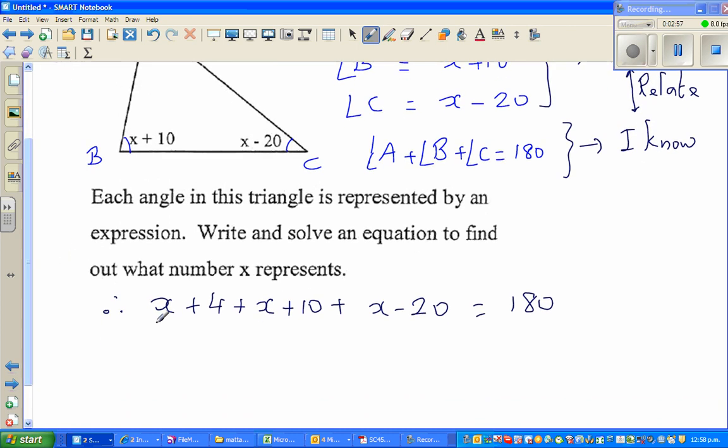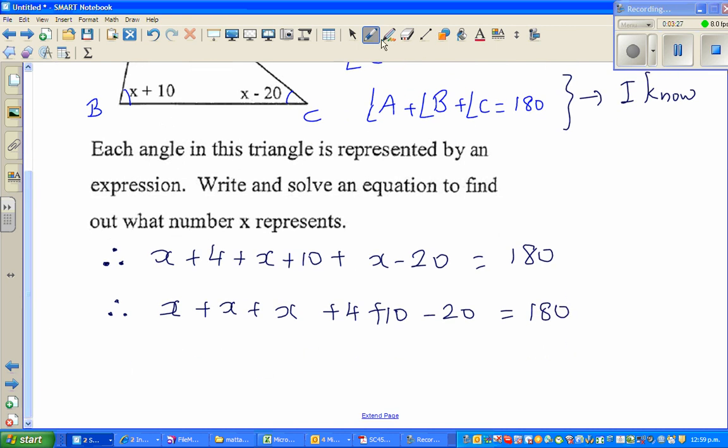So let us simplify the left-hand side. Let me group the x's together. This notation is called therefore. Three dots means therefore. Mathematicians like to make things easier. So the next step would look like this: x plus x plus x plus 4 plus 10 minus 20 is equal to 180.